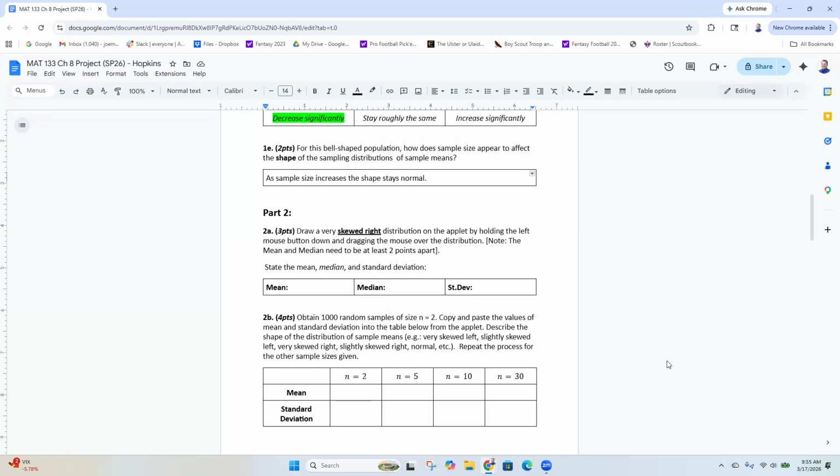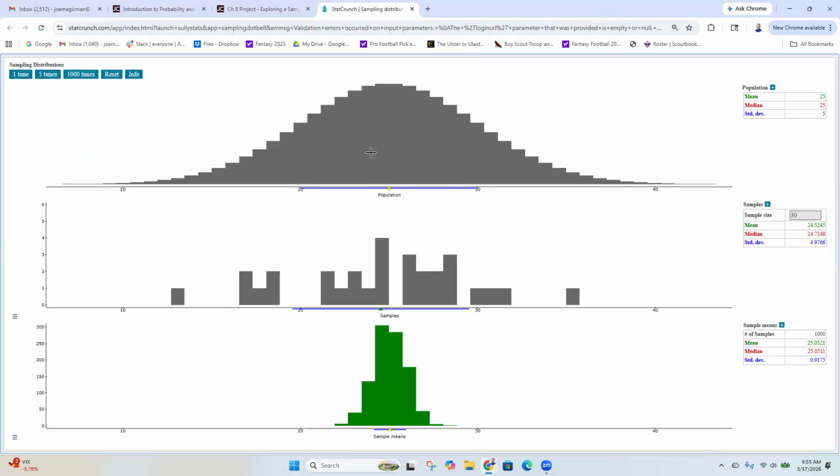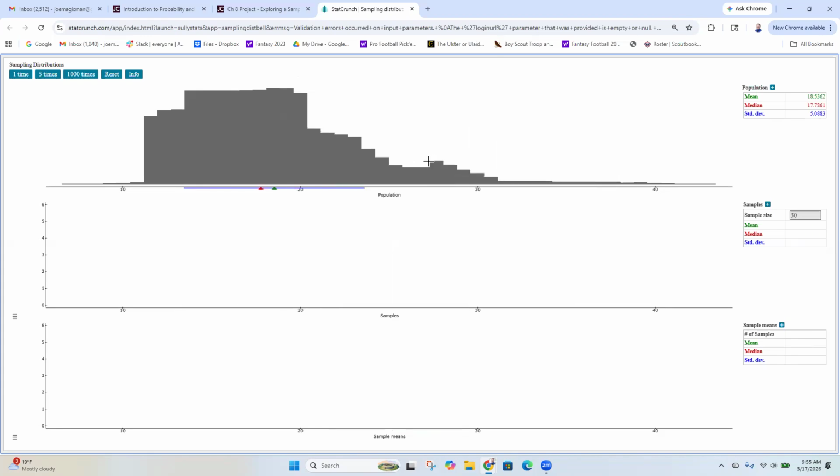Draw a very skewed right distribution on the applet by holding the left mouse button down and dragging the mouse over the distribution. Note the mean and the median need to be at least 2 points apart. Okay, so let's go back over to our population. So if you click on this population here, you can make it look however you want it to look. You can make some kind of crazy shapes, okay?